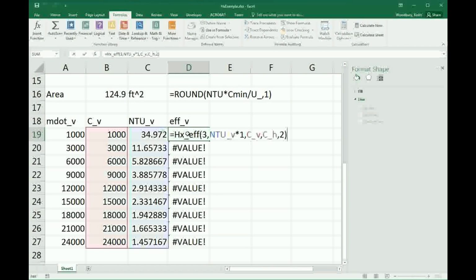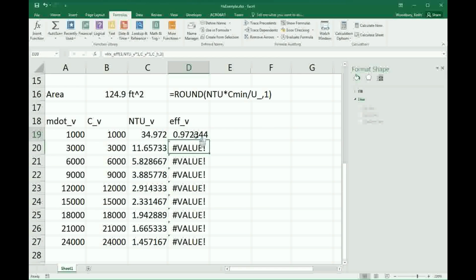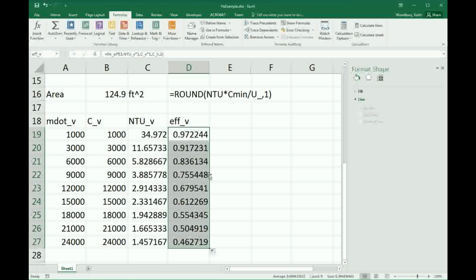Yeah, these functions are expecting scalar numbers to be passed to them as parameters, and you can see that when I defined NTUV, it's actually a vector of numbers, but also CV is a vector of numbers. And I'm using a little trick here to multiply that vector times 1 before I pass it into this function. And when I do that, Excel will do that multiplication, and it will pull out the value from the current line. And that's exactly what I need to happen.